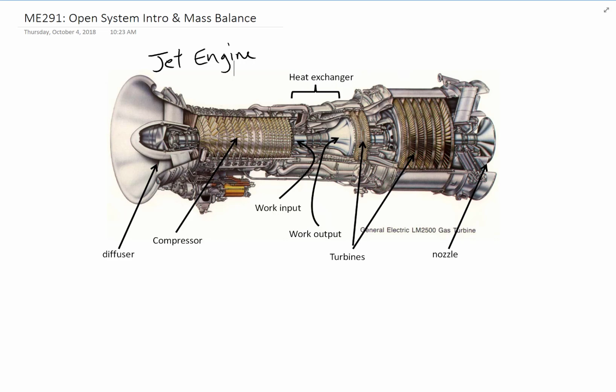The air is flowing through this engine, continuously flowing in the front, continuously flowing through the compressors, through the heat exchanger, through the turbines, and then flowing out the back through the nozzle. We'll eventually get to the point of talking about how we analyze each of those individual components in turn. But before we talk about each of those components, let's talk about how we analyze open systems in general.